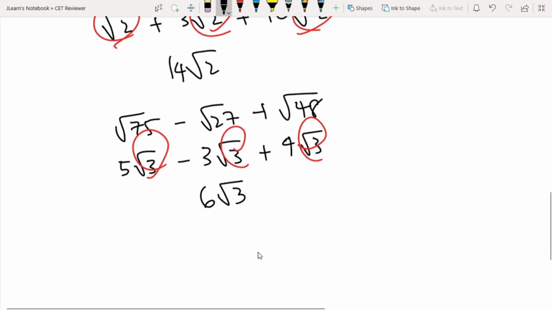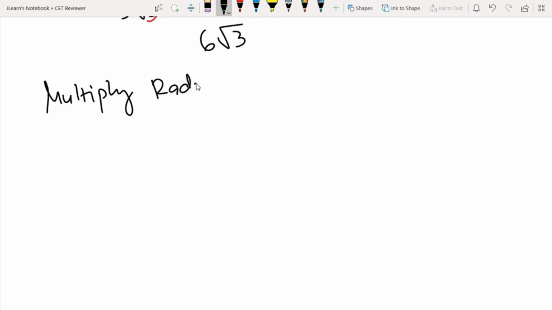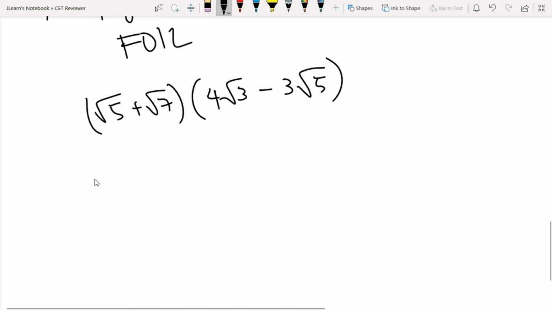So, we can also multiply radicals. And the same lang siya with multiplying algebraic expressions. You just use the FOIL method. Okay? So, for example, let's have square root of 5 plus square root of 7 times, let's say, 4 square root of 3 minus 3 square root of 5. Okay? So, basically, we just use the FOIL method.